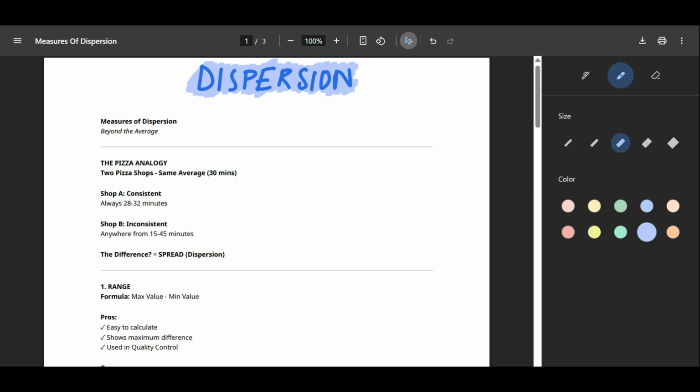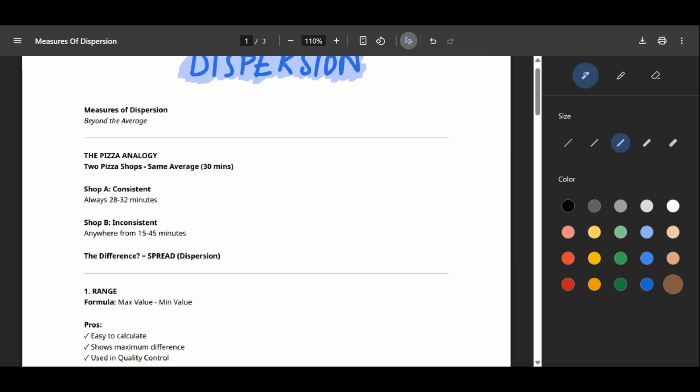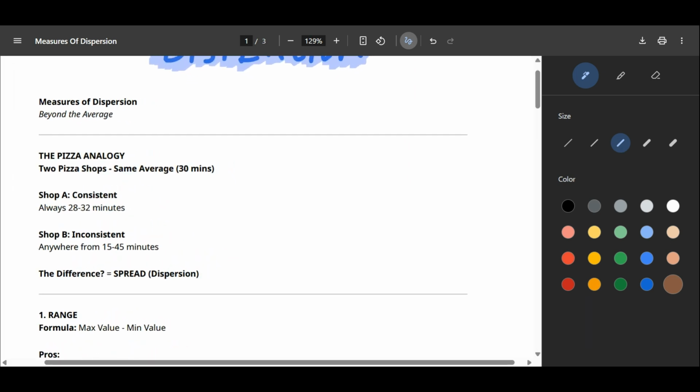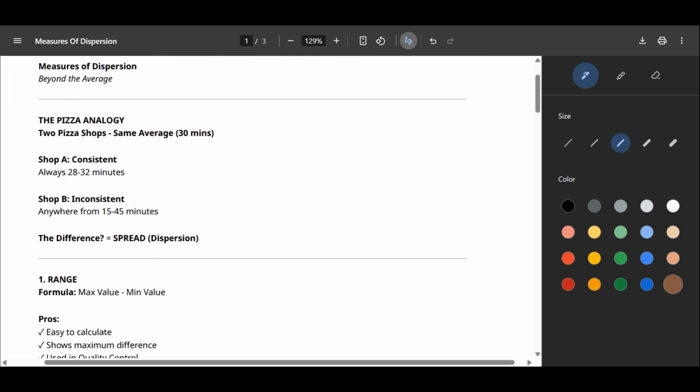Imagine two pizza shops. Let me get a pen. Alright, let's take a different color with a light version. Zooming it in. So, imagine two pizza shops.